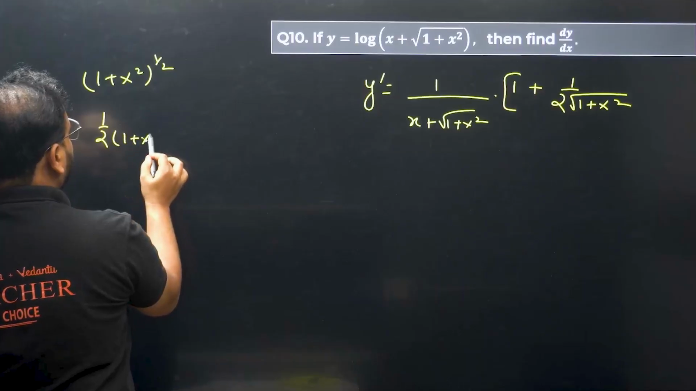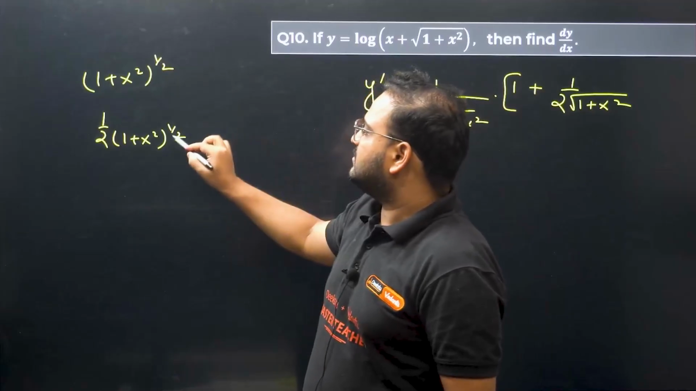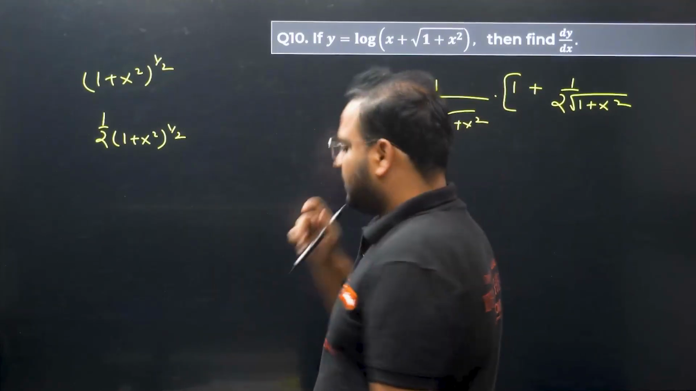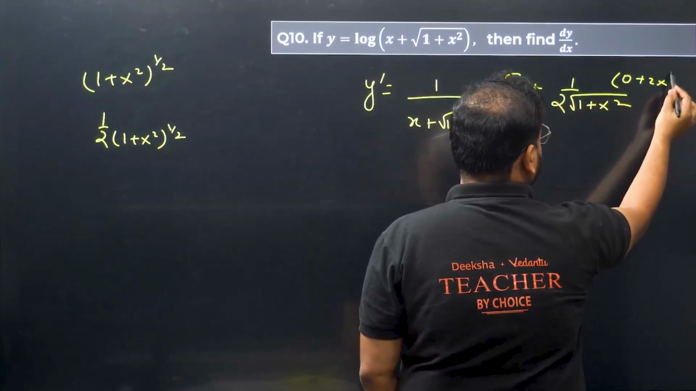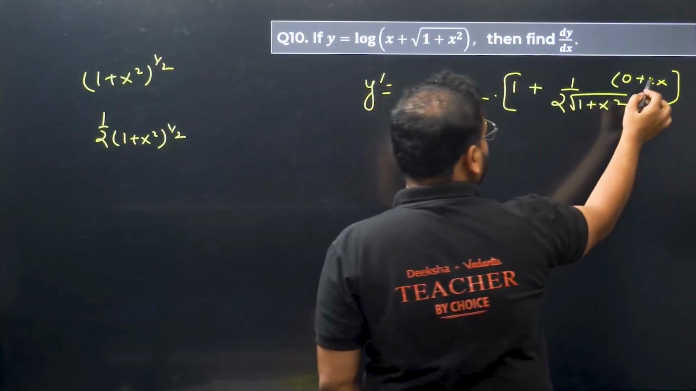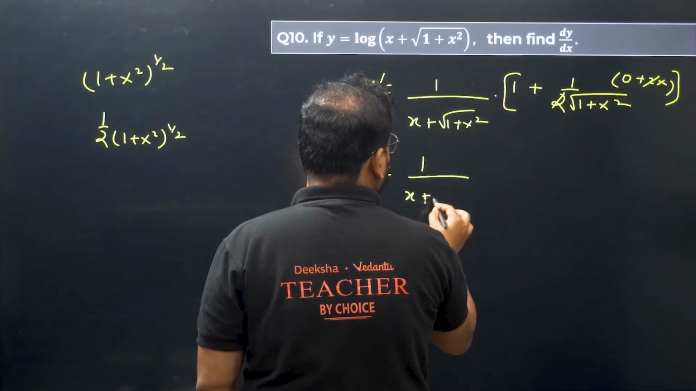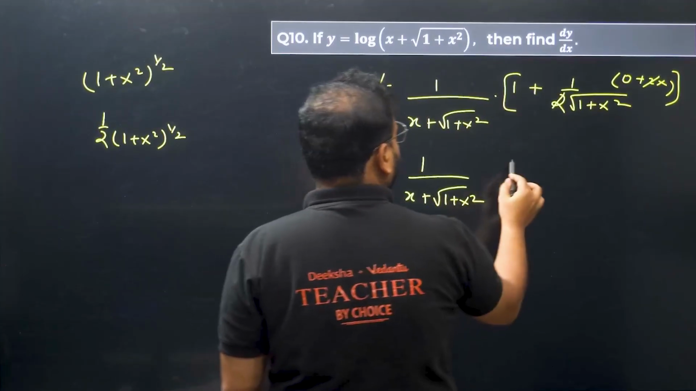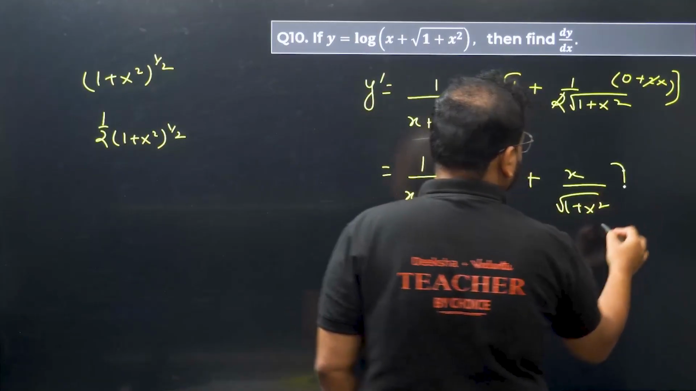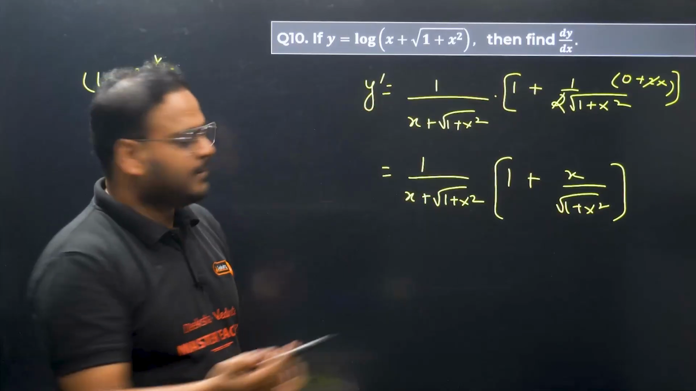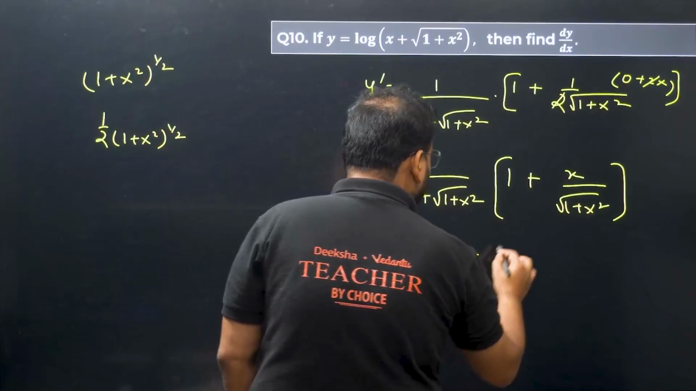1 plus x square to the power 1 by 2, because the power becomes 1 by 2 minus 1, that comes in the denominator. So root will come in the denominator. Is it over? No. Differentiate 1 plus x square also, you'll have 0 plus 2x. So this 2 and this will cancel. You'll have 1 by x plus root of 1 plus x square, times 1 plus x upon root of 1 plus x square. Chain rule application, just be patient. This is good so far. Let's take the LCM on this side.